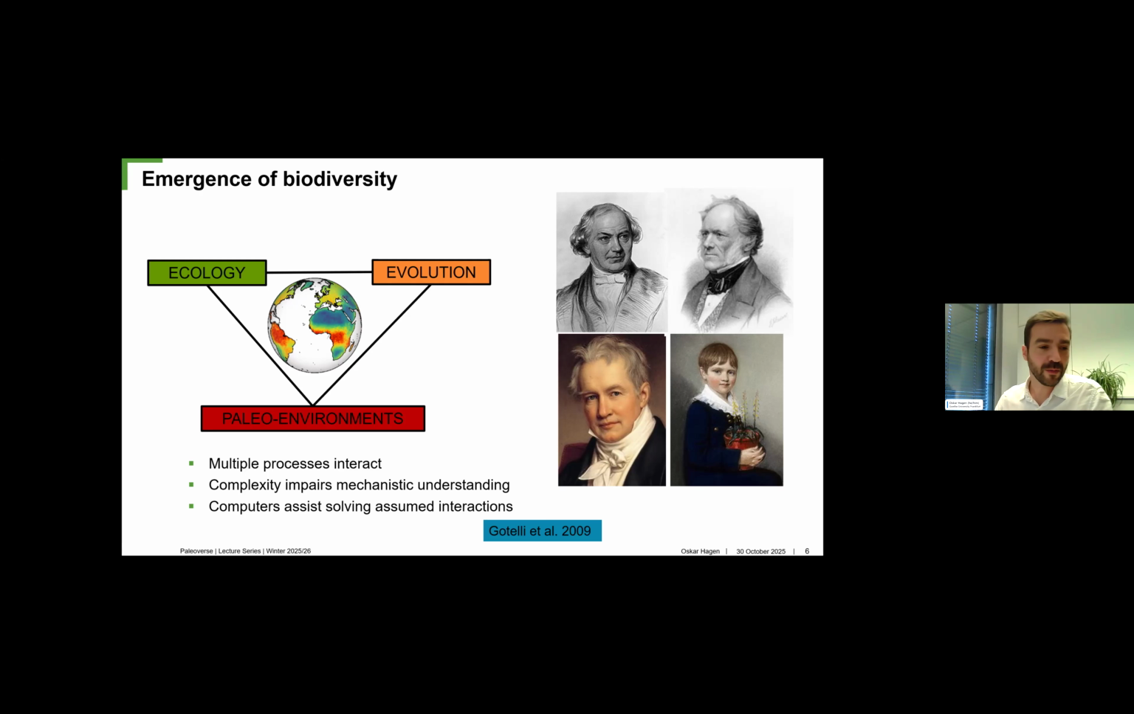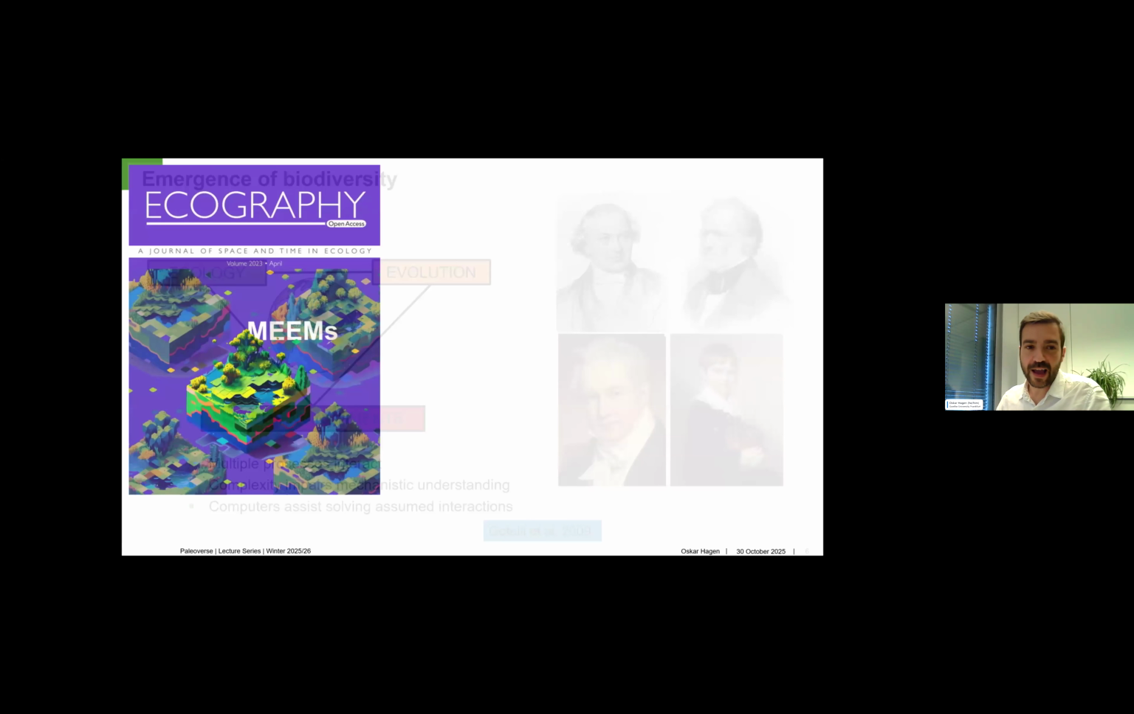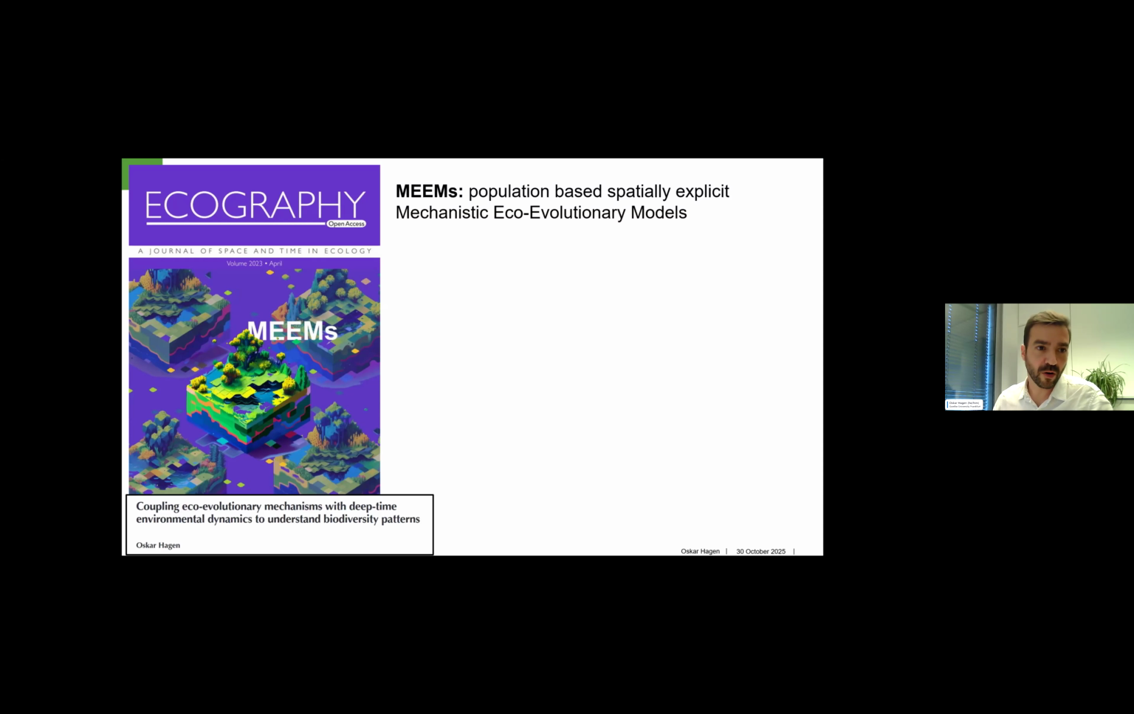So when I'm talking about computer models, I'm talking about a very specific category. So now I'm narrowing down to specific methods. And as Louis presented already, I call them MEMEs, which stands for population-based, spatially explicit, mechanistic eco-evolutionary models. It's a mouthful, but I will go through the main ideas. And if you would like to see a review on these methods and some perspectives, you could check this publication on coupling eco-evolutionary mechanisms with deep time.